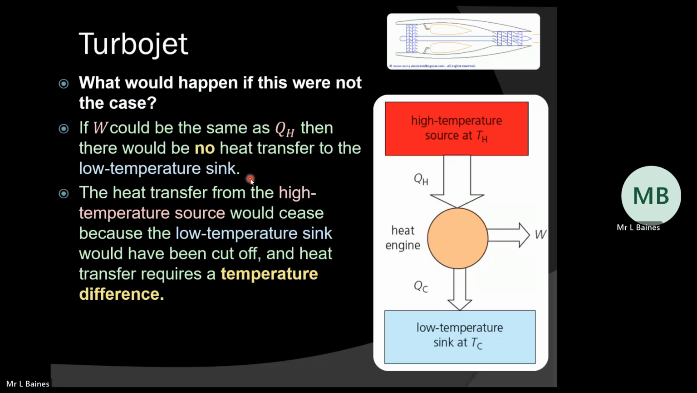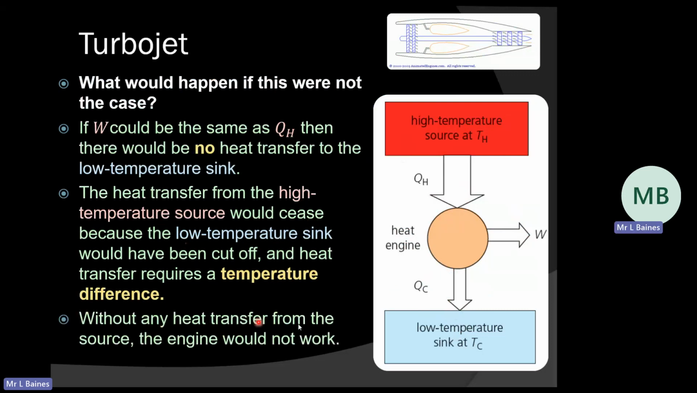Because then everything would be at that temperature TH, we would actually have no transfer of energy. We have to have a temperature difference in order to make that happen. I can't stress that enough. So that's why, to function, an engine has to be inefficient. There has to be a difference, and there has to be some wasted energy that comes out to that low temperature sink. Without any heat transfer from the source, the engine wouldn't work.